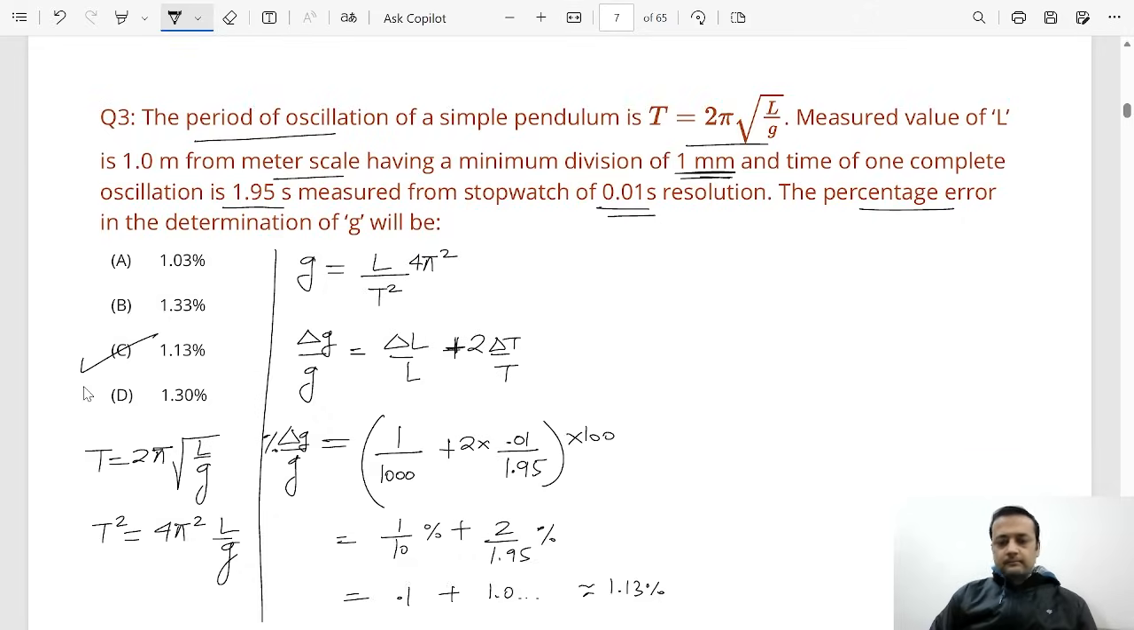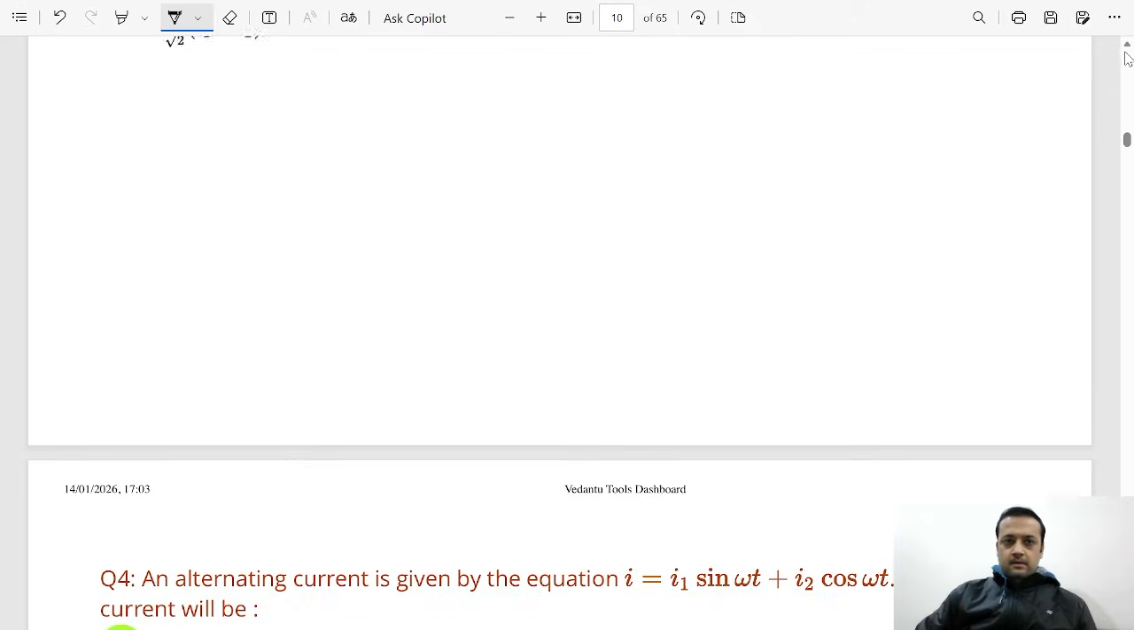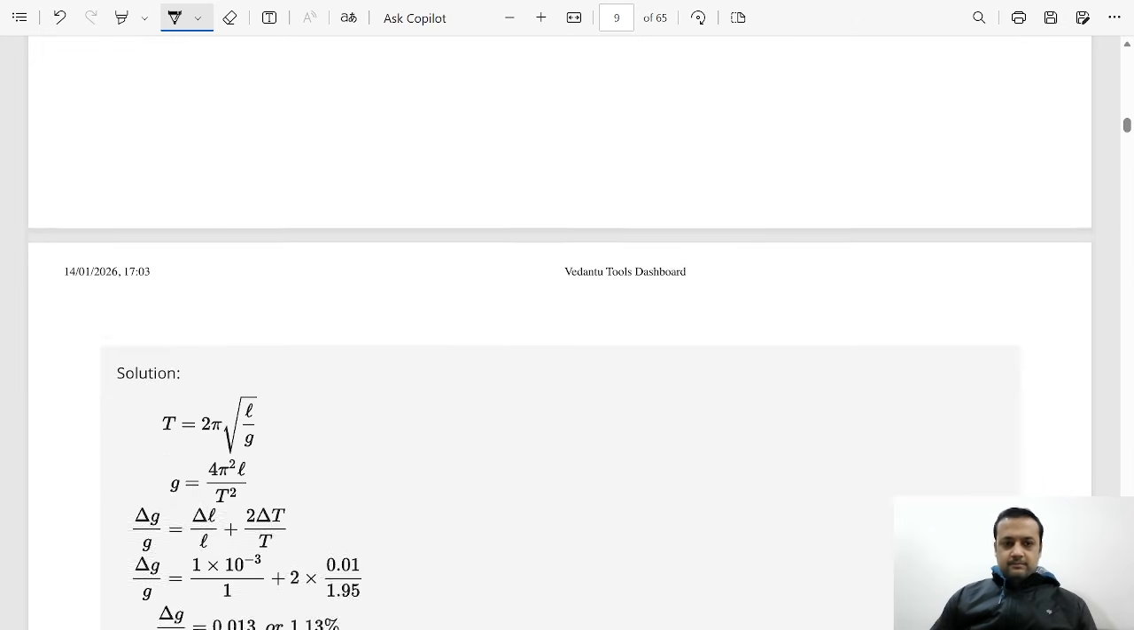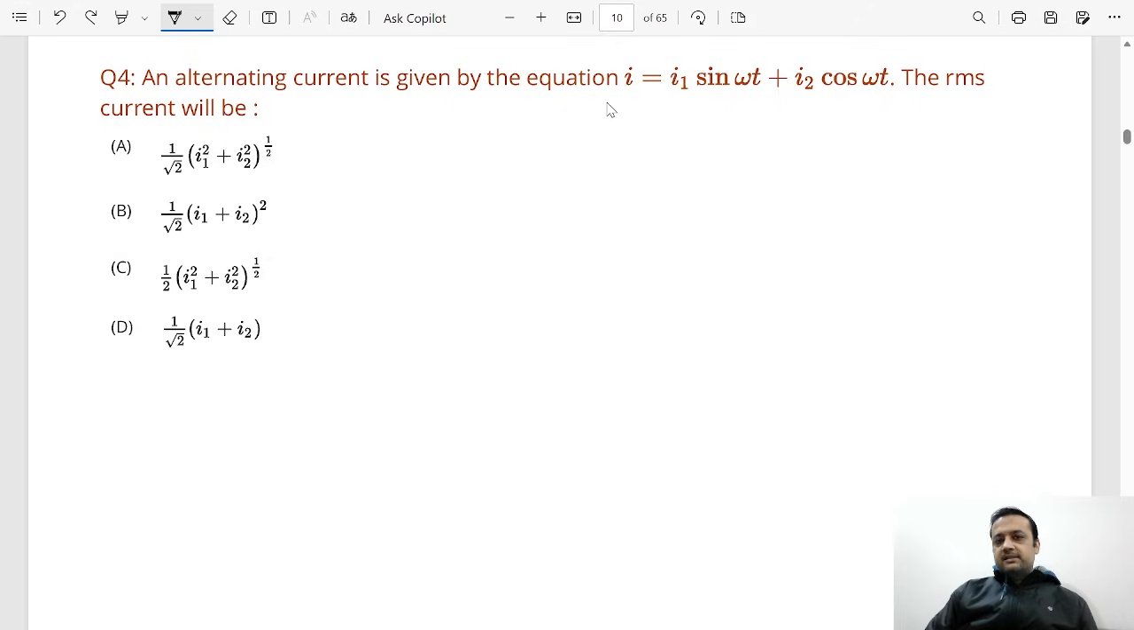All right. Then let's move to the next one. An alternating current is given by the equation I equals I1 sin omega t plus I2 cos omega t. We have to find the RMS current.